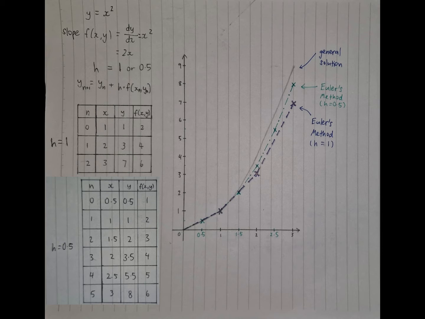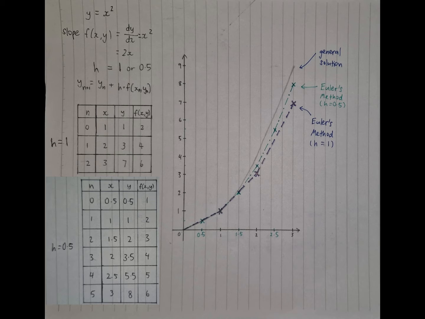Now using this formula, let's look at the top table, where we take h equals 1. I have chosen the starting position x equals 1, y equals 1. To find the next approximate value of y, we take 1 and add the product of 1 times 2 to get 3. So when the step size is 1, x equals 2, y equals 3. And when x equals 3, y equals 7, which can be seen by the blue line.